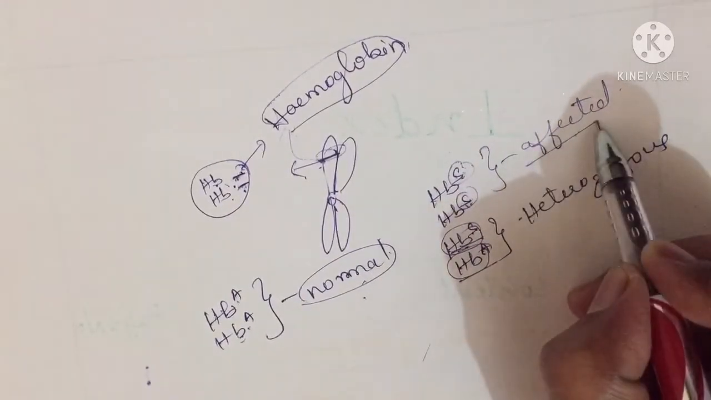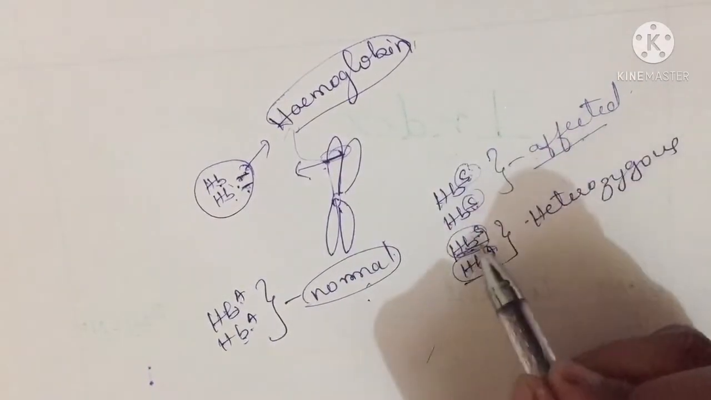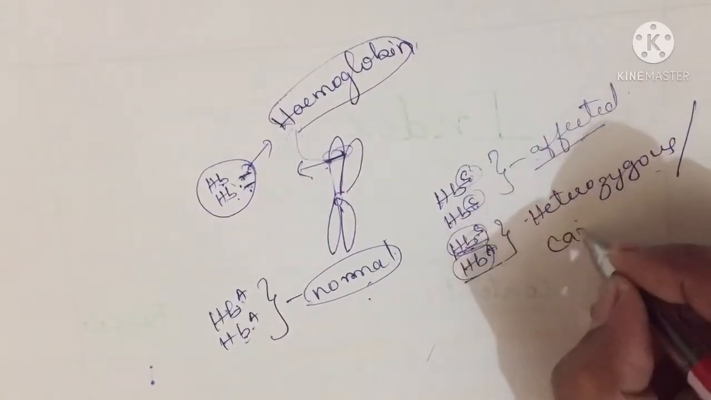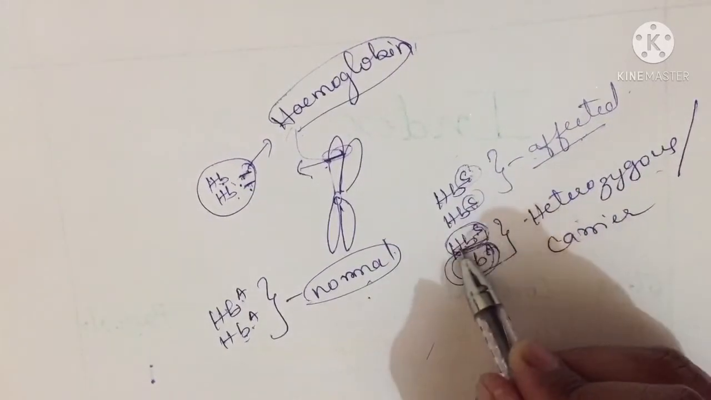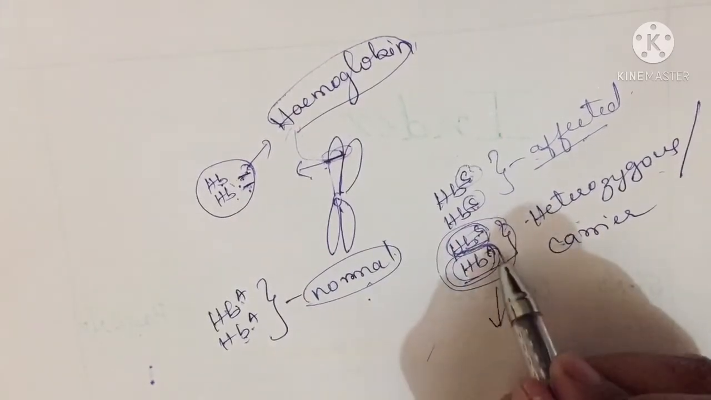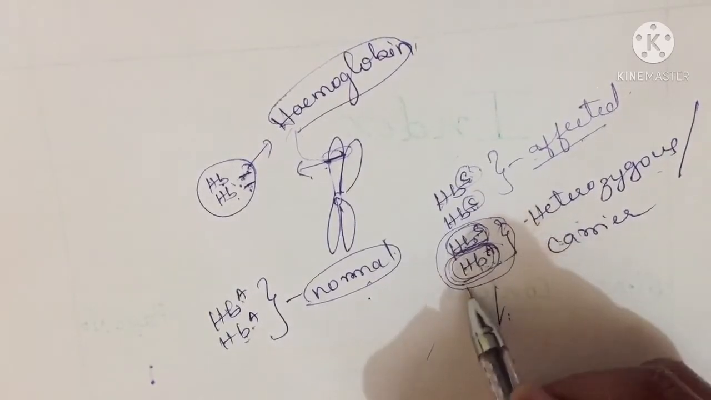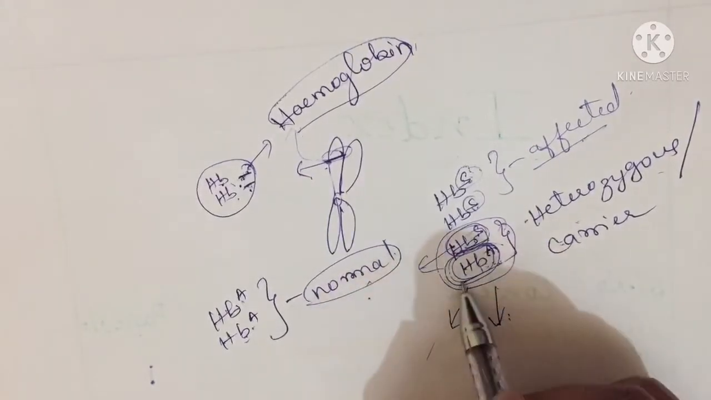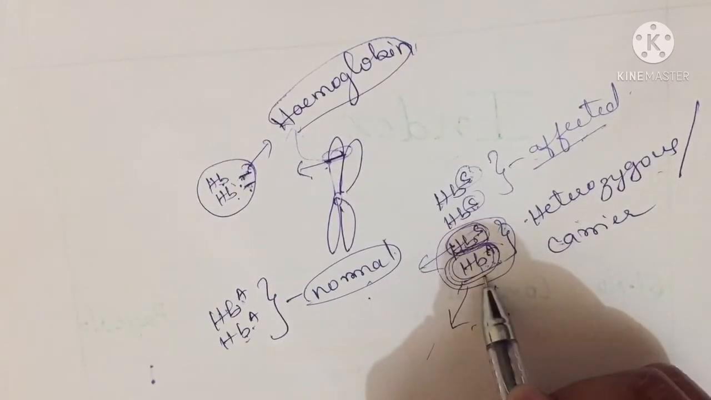Affected means that person has sickle cell anemia, or is diseased. And if they have different types, HbS and HbA, then it is heterozygous, or we call it a carrier, because this individual is carrying sickle cell anemia. This individual is not called diseased or affected. Why? Because here HbA is present. This HbA allows that person to produce normal hemoglobin. HbS will be suppressed by this HbA, because HbS is recessive and HbA is dominant.